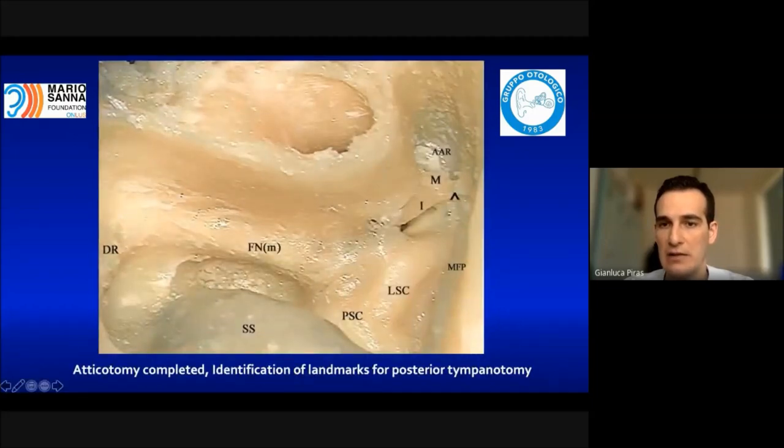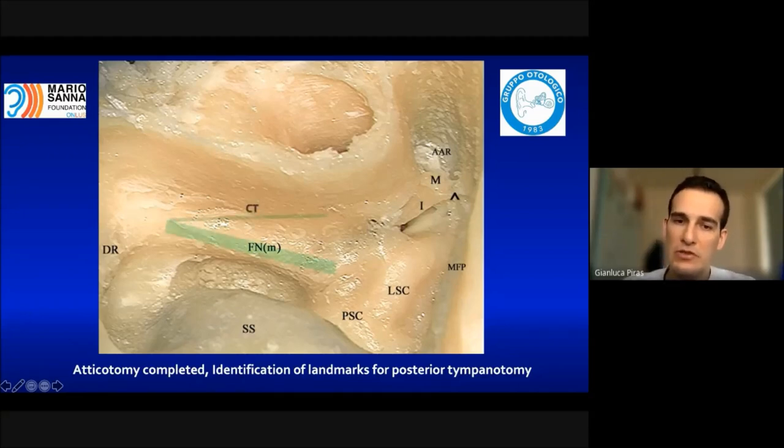That's the anterior attic. You see, that's the head of the malleus. It's all the space superior to the eustachian tube. Then you move to the posterior tympanotomy.